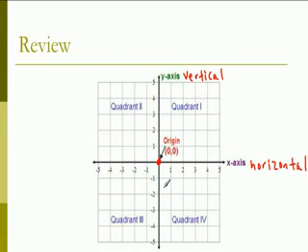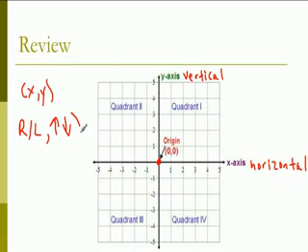Now remember, to find a point on a coordinate plane, it's an xy point, so x, y. You find the number on the x-axis first and then the y-axis, so you're going to go over first and up or down second. So it's either right or left first and then up or down second. So that's how you find a point on a coordinate plane.